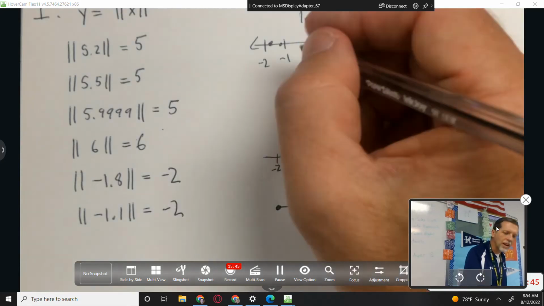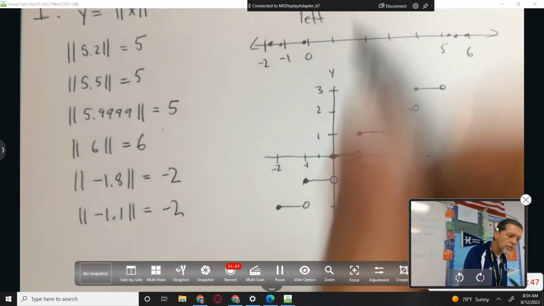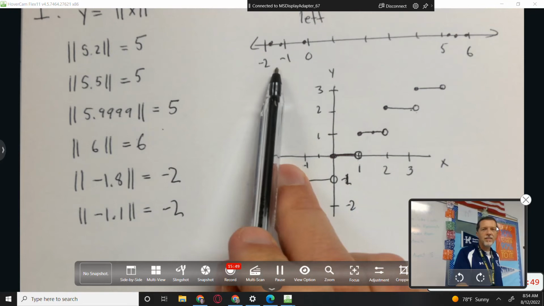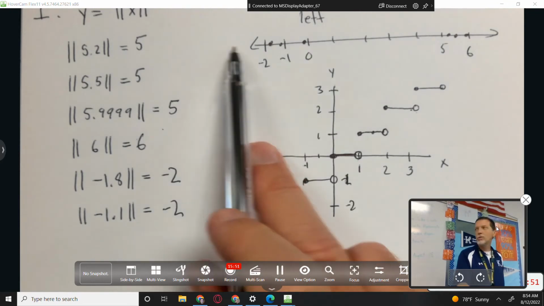That's where the number line is helpful. The greatest integer of -0.1 is -1. You have to go left to the integer.